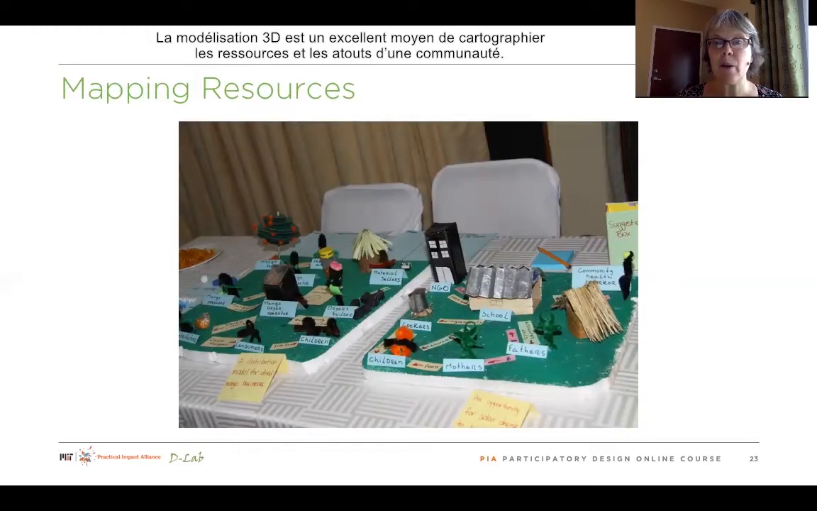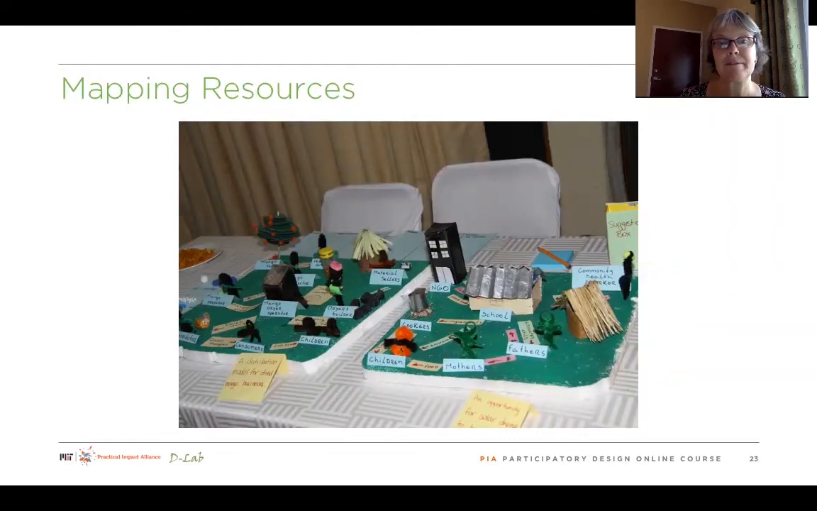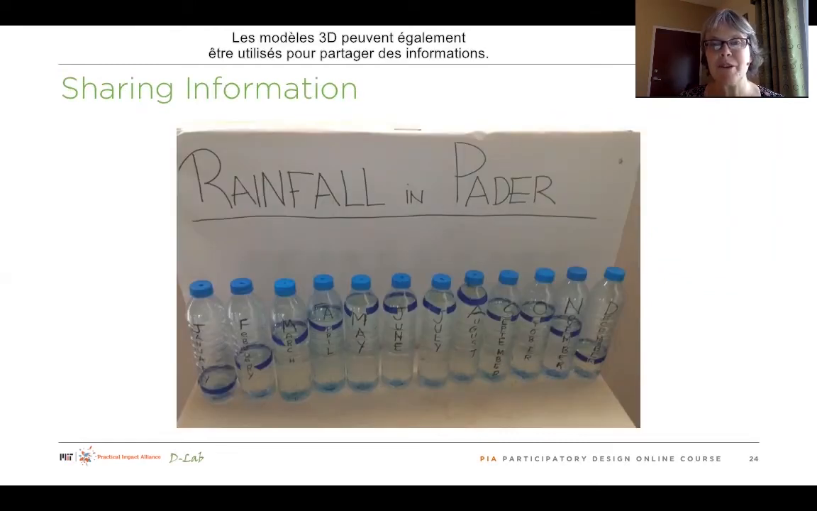Sketch modeling is a great way to map out resources and assets of a community. This is an example of a sketch model that was built to work on a school nutrition project. And so they were able to identify every part of the village that might have an impact in terms of improving nutrition of school children. Sketch models can also be used to share information. This is a visual representation of rainfall patterns in the Padere district of Uganda that was developed for one of our design summits there.